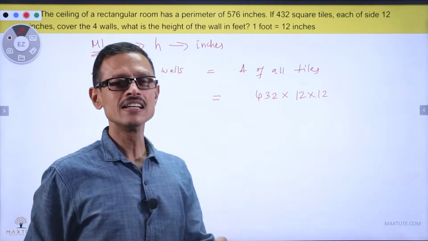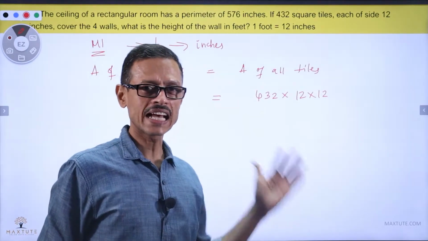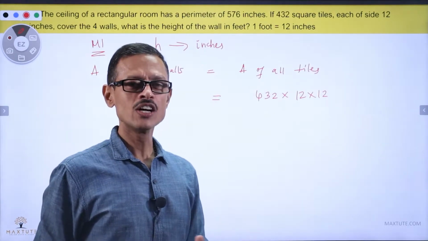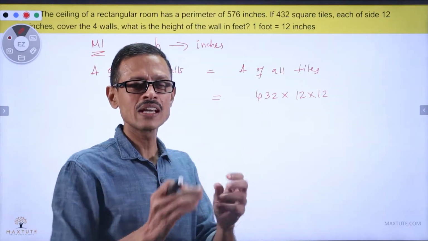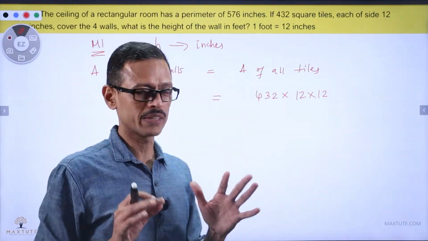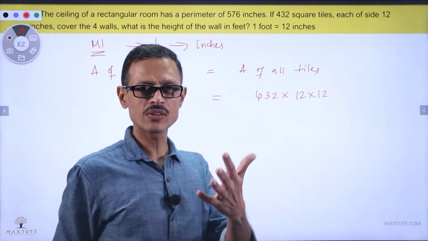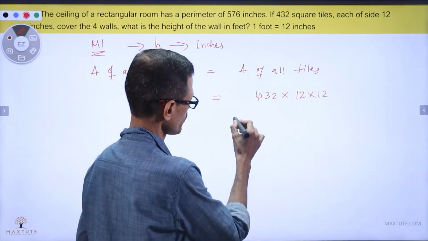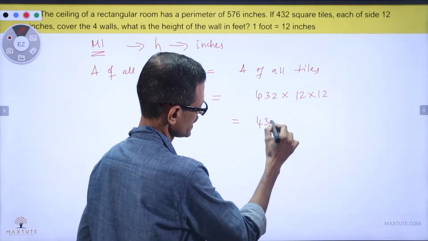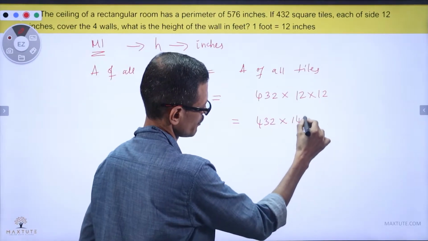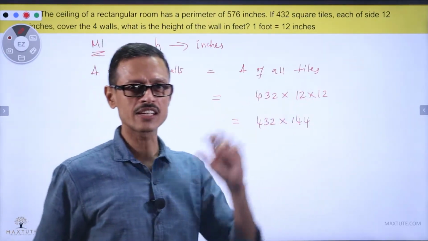Don't make the mistake of computing this number and finding out the answer. It's never worth it. They'll give you numbers in such a way that it will cancel out on the left hand side and on the right hand side. So do some calculations here and there and take it to a midway point and stop there. This number 12 into 12 is easy to calculate. Let's just calculate and stop at that point. So this is 432 into 144. This is where I'm going to stop the right hand side for the time being.